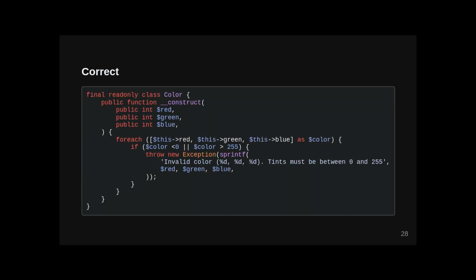The next really important thing is that value objects are responsible for ensuring their own validity. And this is done in the constructor. So if we have a color, we have red, green, and blue, those values must be between 0 and 255, and if they're not, throw an exception. The main point is if you can instantiate a value object, it's valid. If you can't, it's not.